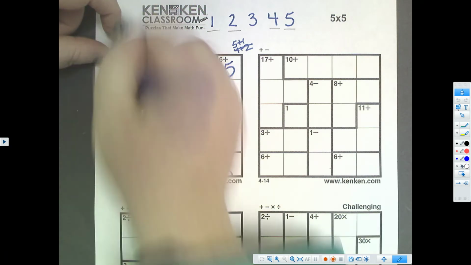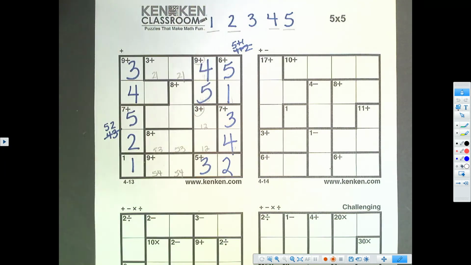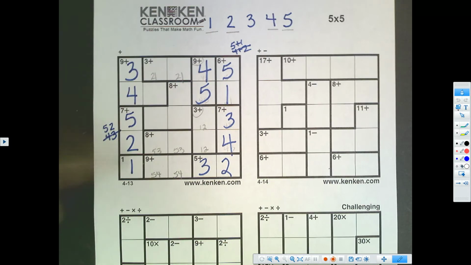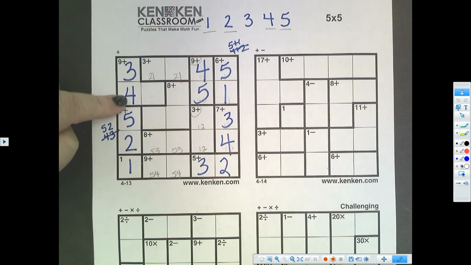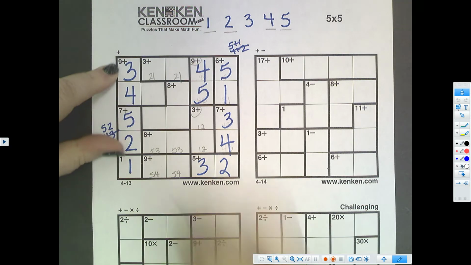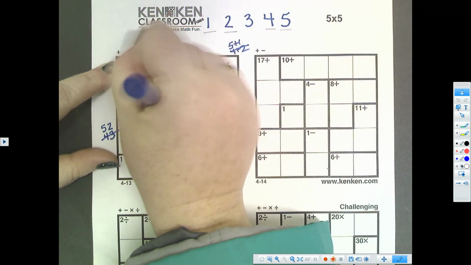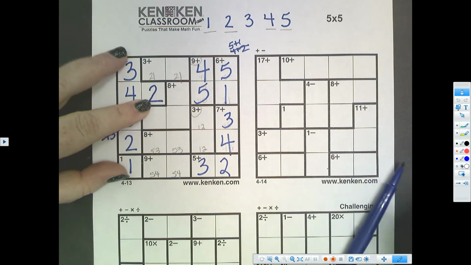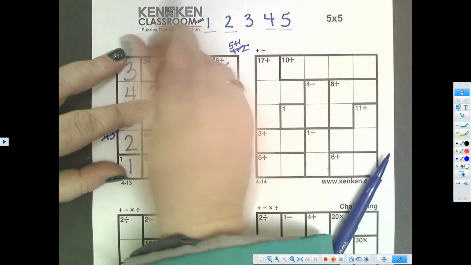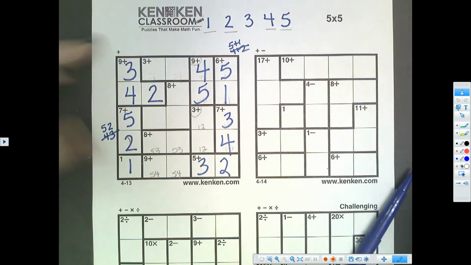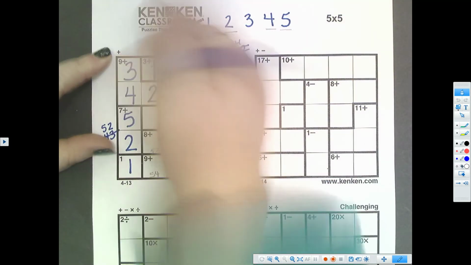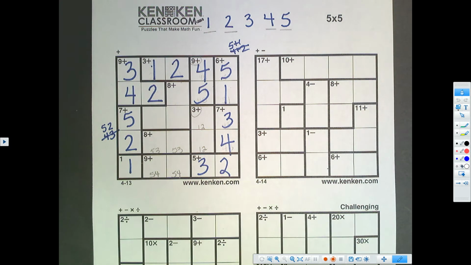1, 2, 3, I'm missing the number 4. So 5, 4, 3, 2, 1, that column's good. 3 plus 4 is 7, and I'm trying to make it to 9. 7 plus 2 is 9. Now I know the order of this box. This is why a pencil's handy, so then you don't have as messy of a KenKen. 2 and a 1. All right.